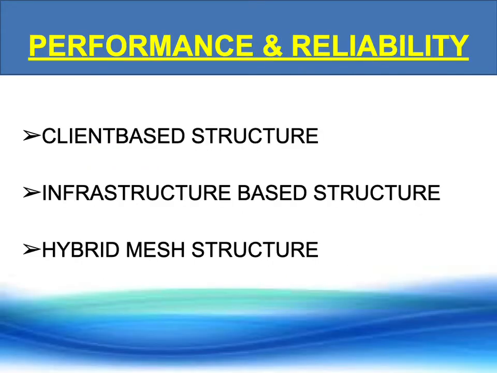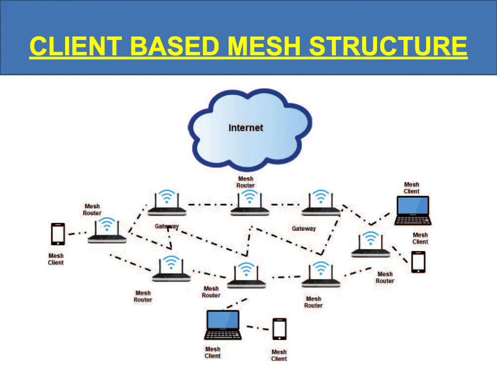Wireless mesh networks are categorized into three types based upon the functionality of the nodes in the network: infrastructure mesh architecture, mesh architecture based on clients, that is client-based structure, and hybrid mesh structure. The figure shows the architecture of mesh based on clients. In this we can see that no router is connected to the network, and rather all clients are interconnected to perform the data transfer.